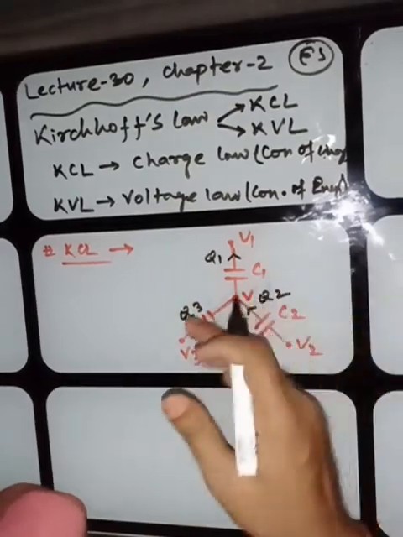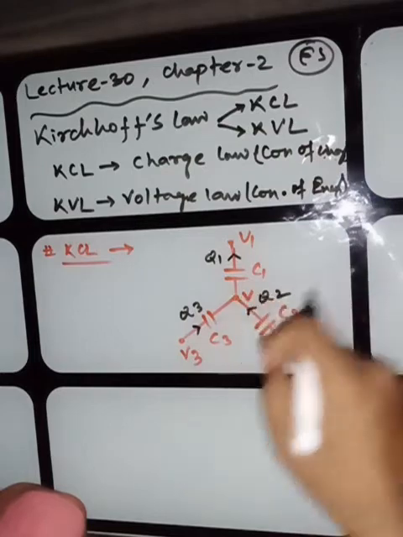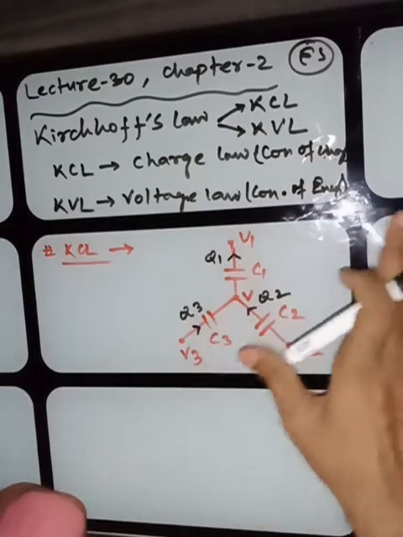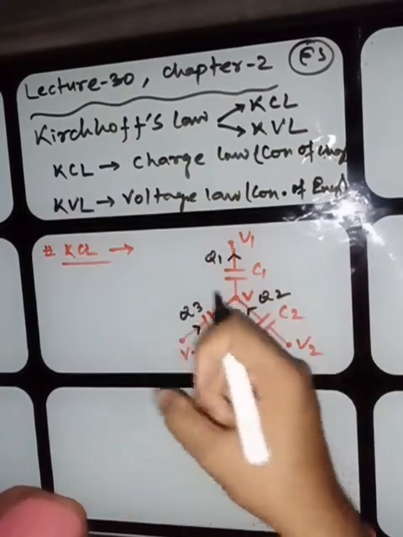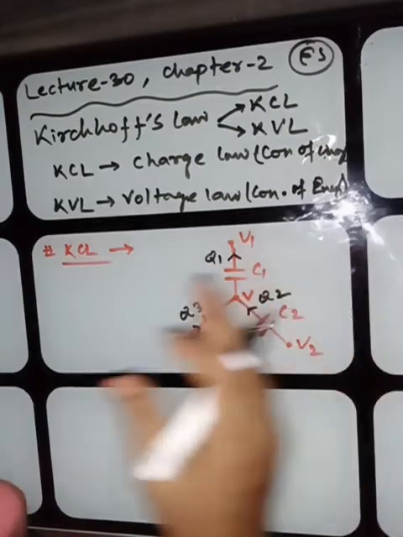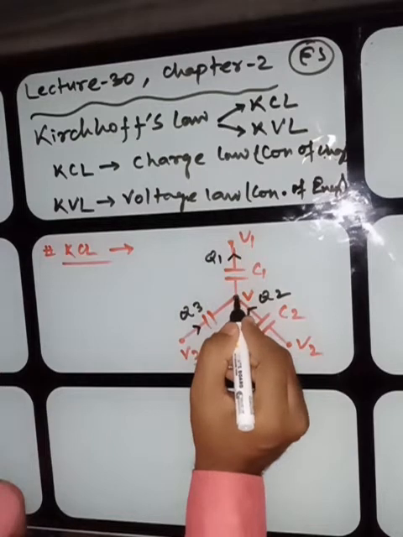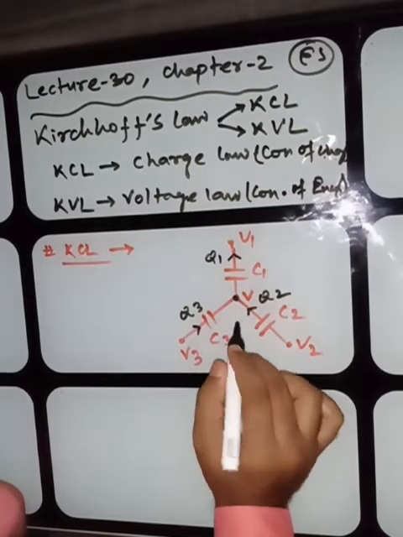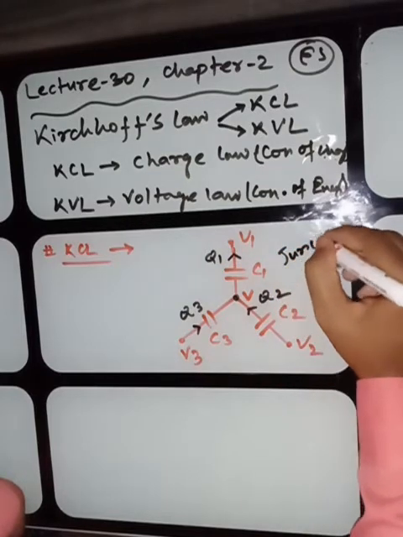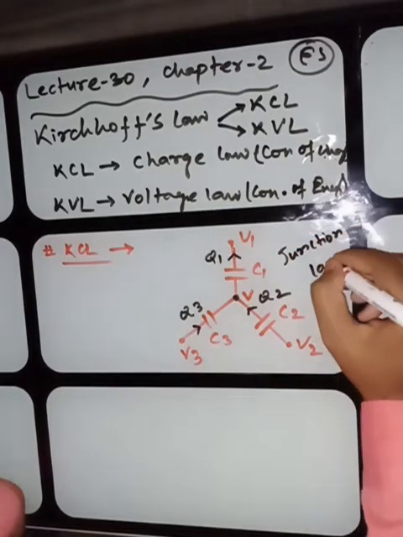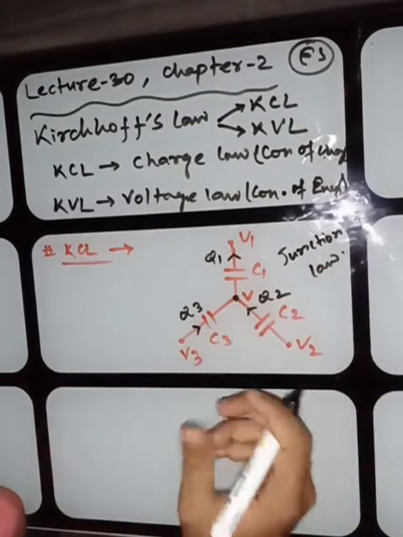Remember, I myself am just giving you the charge, from where this charge is coming, it is not known. I am taking a simple section of a circuit to explain you this particular law, that is the charge law. This point, you can see this point is termed as the junction. That's why this is also called the junction law. Junction law.